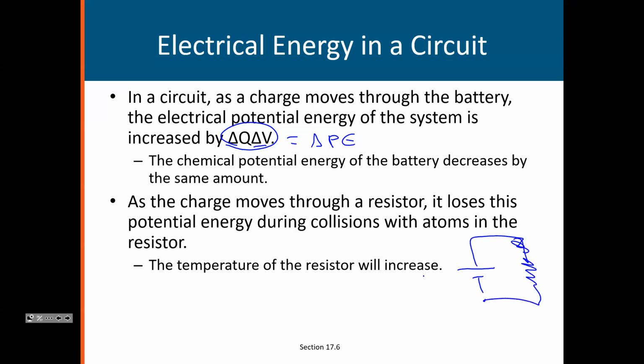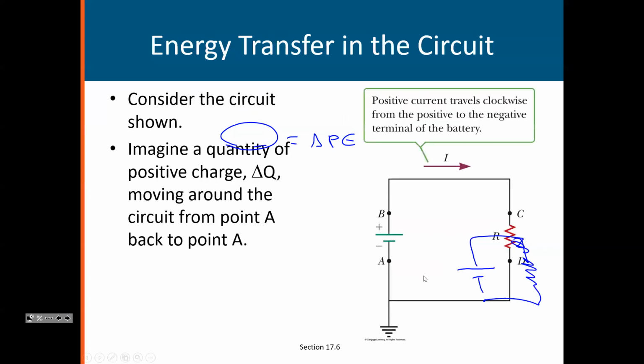The charges, as they move through the resistor, will lose their electrical potential energy during collisions with the atoms in the resistor. So as the current flows, the resistor will become heated up. That's because the electrical energy is now turned into heat energy as the current flows through the resistor. The temperature of the resistor will increase.